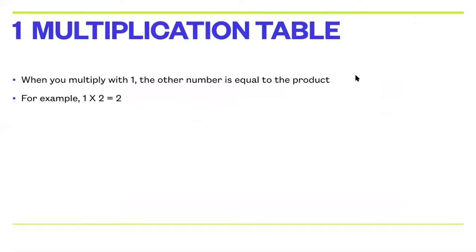So, we're going to start with the 1 multiplication table. When you multiply with 1, the multiplier is equal to the product. For example, 1 times 2 is 2. You can try it with any number. The multiplier will always be equal to the product.